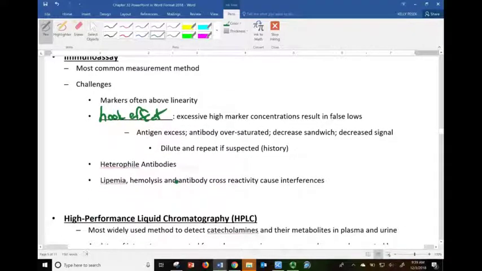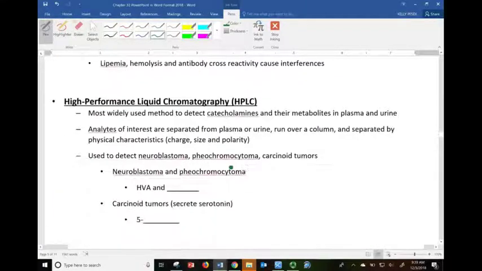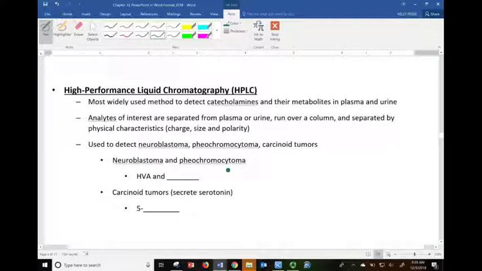Heterophilic antibodies are cross-reacting antibodies, and those are things that can affect our results as well, because those can react and we can have false increases or false positives because of this. Icteric samples, lipemia, hemolysis, and antibody cross-reactivity can cause interference. So we should avoid hemolysis, lipemia, and icteric samples, in addition to using serum most commonly.